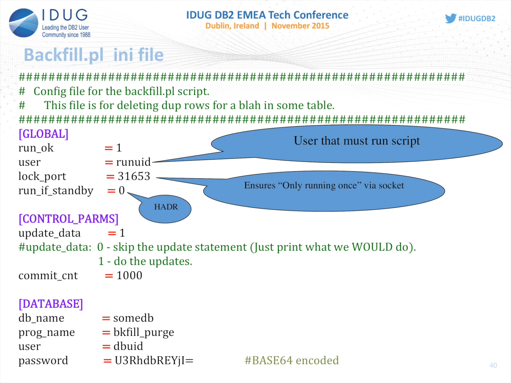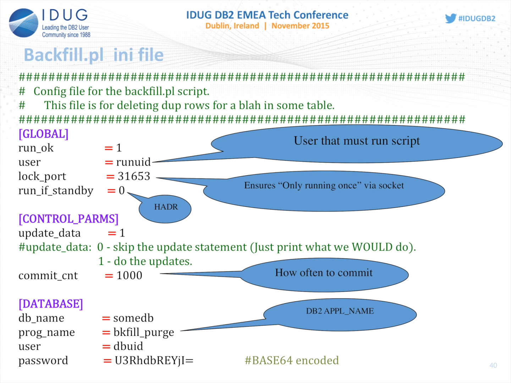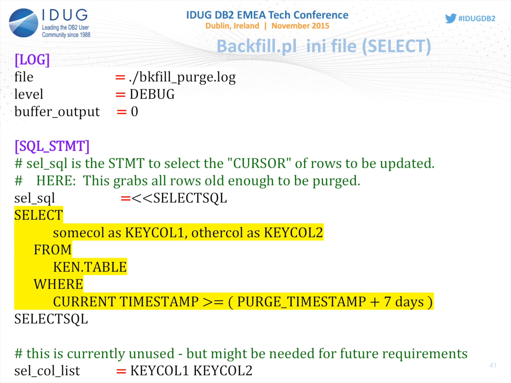How many rows do I want to commit? And then this is how you set the application name. I'm passing it in here. More ini file, where do I want to log to, what log level do I want to write. This kind of works like log4j in Java, where if I put debug in there, it's going to log everything debug and higher. If I put critical, it's only going to log critical errors.